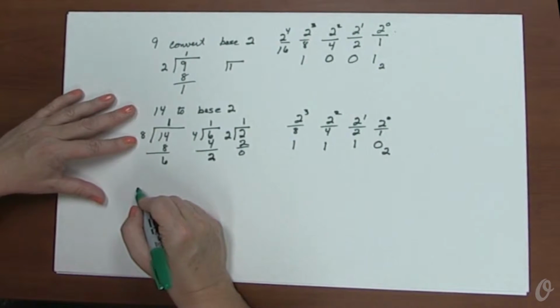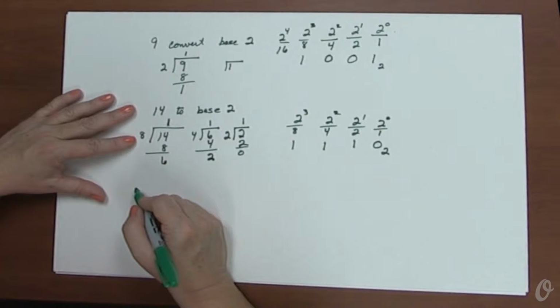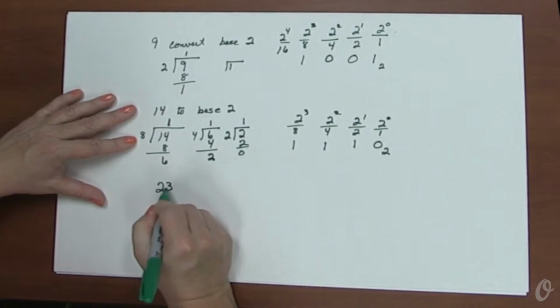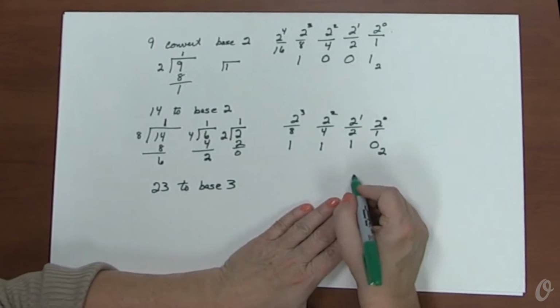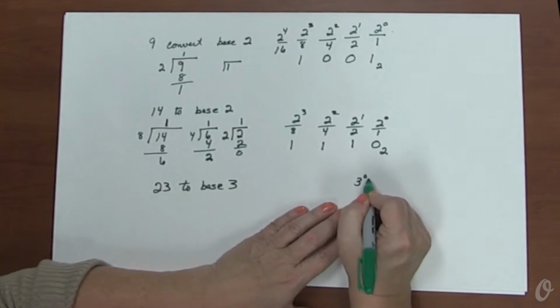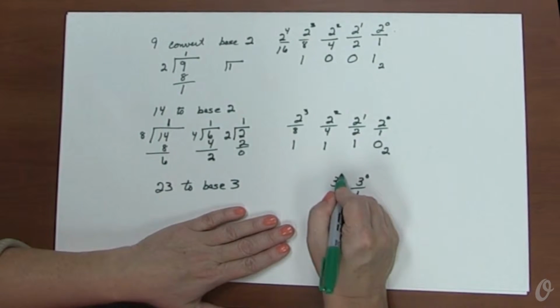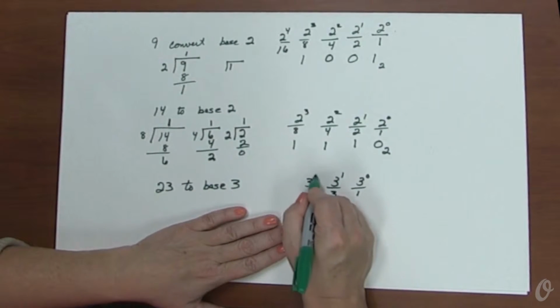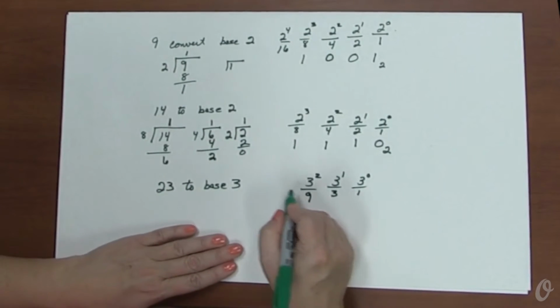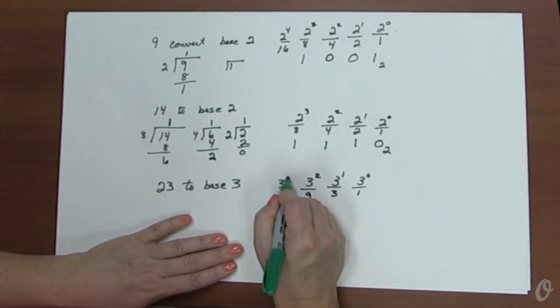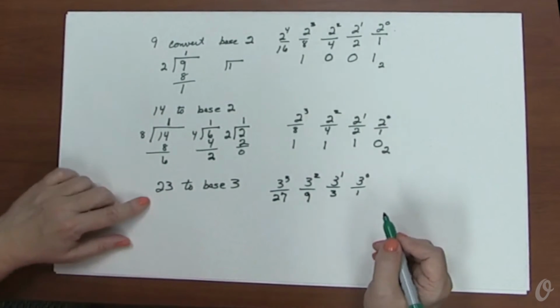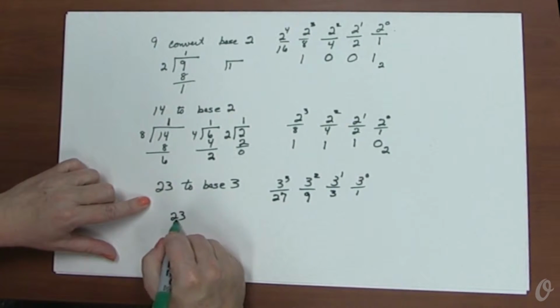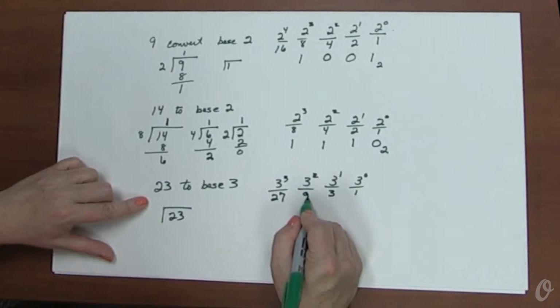Okay, let's look at a different base number. Let's take 23 and convert it to a base 3. The first thing I want to do is identify what my base looks like. 3 to the 0 is 1. 3 to the first is 3. 3 squared is 9. And 3 cubed would be 3 times that, which is 27, which is too big. So I'm going to start with my 23, and the largest group that I can divide by is 9.